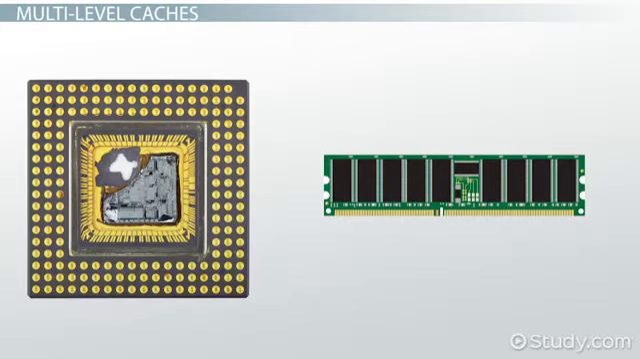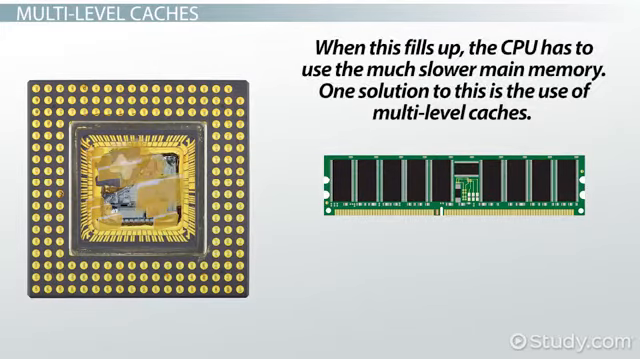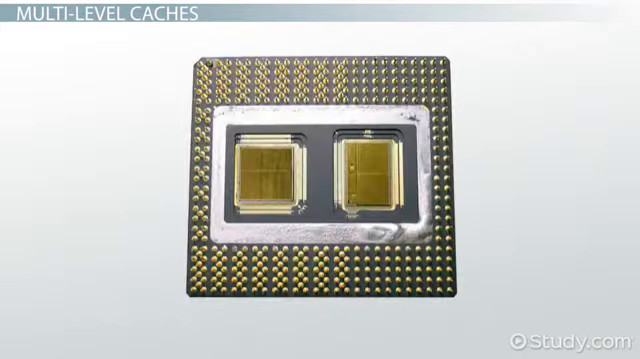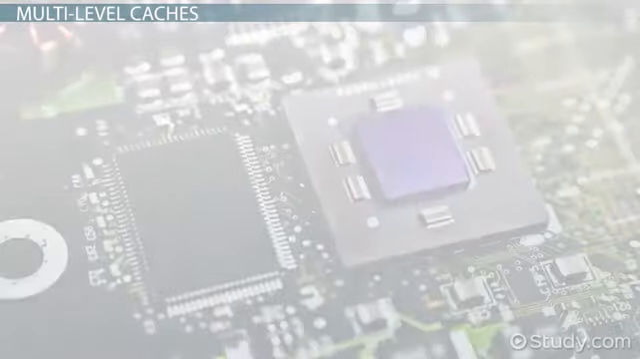So you've learned that smaller CPU caches are faster, but a small cache can only contain a certain amount of information. When this fills up, the CPU has to use the much slower main memory. One solution to this is the use of multi-level caches. The smallest level 1, L1, cache is accessed first. In the case of a cache miss, the CPU accesses the much larger and slightly slower level 2, L2 cache. Several additional caches can be used before the main memory is accessed.